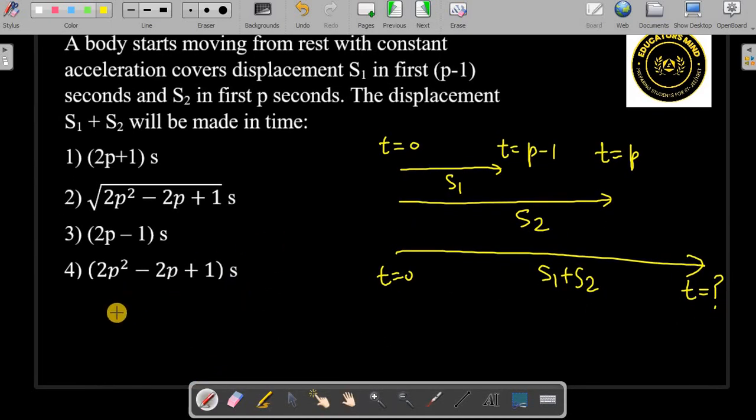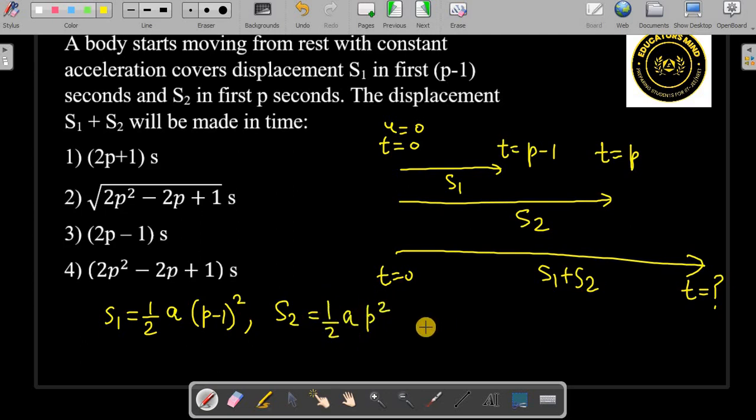So we can just write the equation of s1. S1 will be, initial velocity u starting at 0, so s is ut plus half at square. Acceleration is constant, so s1 will be half a into p minus 1 whole square. Similarly, s2 will be half a p square, right? Now what they are asking is s1 plus s2. S1 plus s2 should be half a t square. This time we have to calculate.